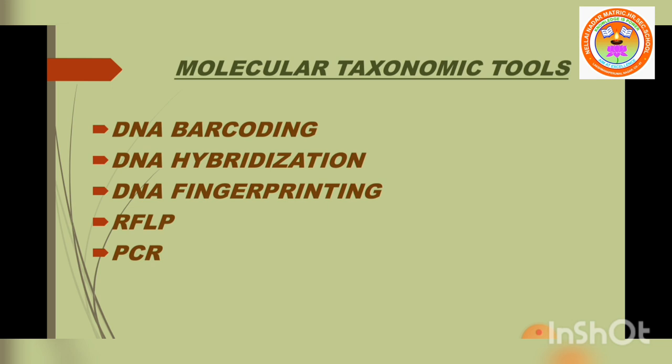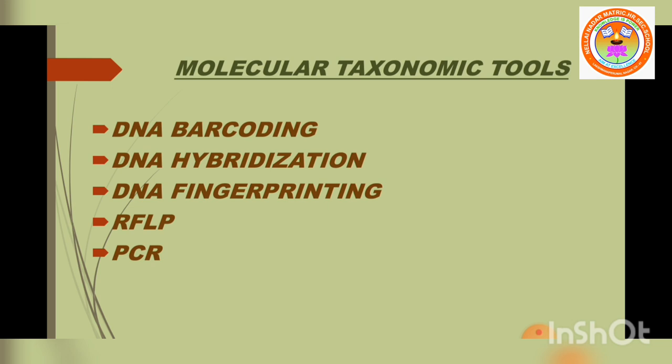Molecular techniques and approaches include DNA barcoding, a short genetic marker in an organism's DNA to identify it as belonging to a particular species. This is called DNA barcoding. DNA hybridization measures the degree of genetic similarity between pools of DNA sequences. Next, DNA fingerprinting. To identify an individual from a sample of DNA by looking at unique patterns in their DNA.